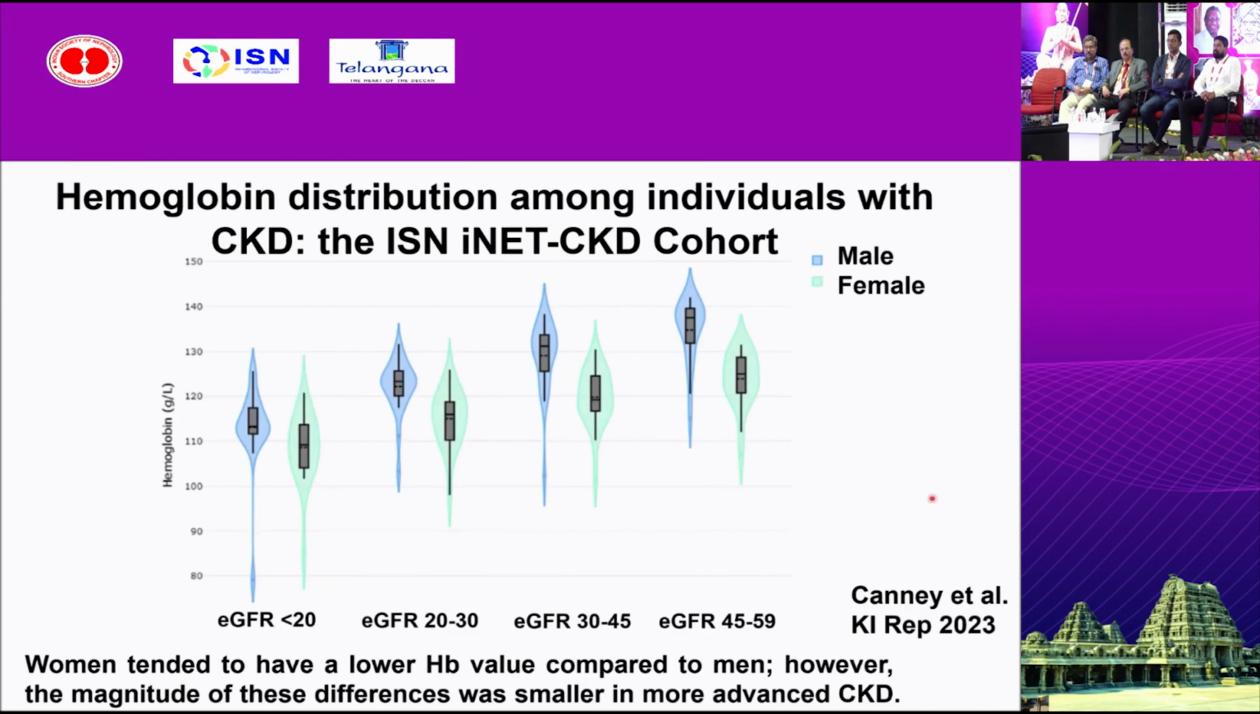If anemia develops, oxygen delivery to vital organs decreases and results in many symptoms like fatigue, dizziness, and so on. This is the analysis of the ISN iNET CKD cohort. As you can see, the levels of hemoglobin decrease as eGFR decreases and CKD advances. Women tended to have a lower hemoglobin value compared to men. However, the difference got smaller in more advanced CKD.